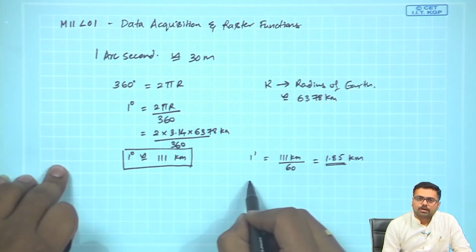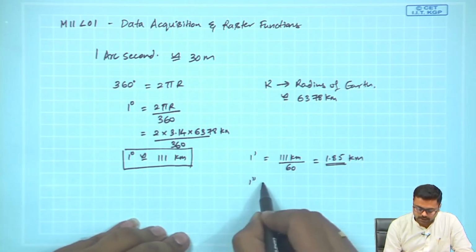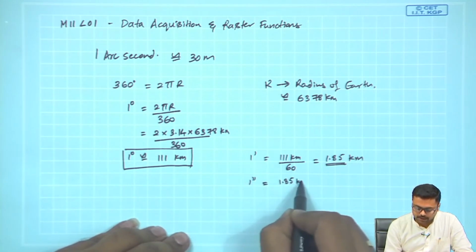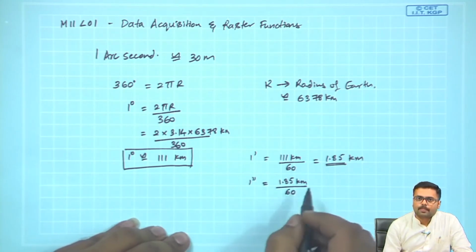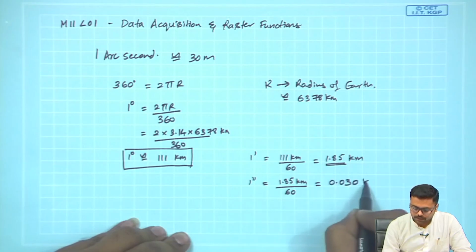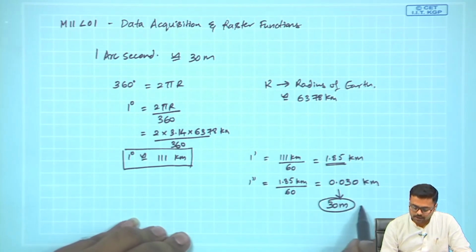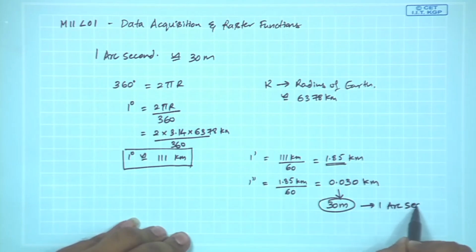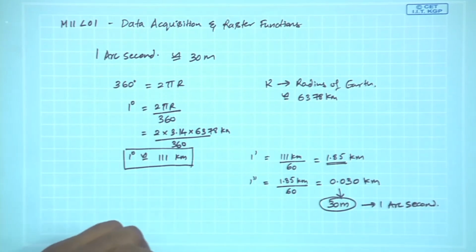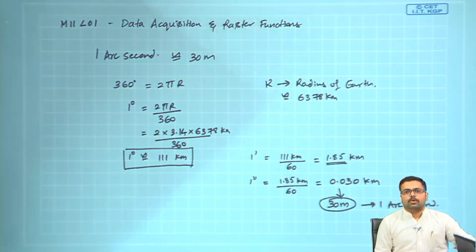I will try to convert this into seconds. So 1 second is equal to 1.85 kilometers divided by 60 again. This will give the value of 0.030 kilometers, or if you convert this into meters, this will be 30 meters. This is nothing but 1 arc second. So now whatever we are referring to, the Shuttle Radar Topography Mission data, is 1 arc second.